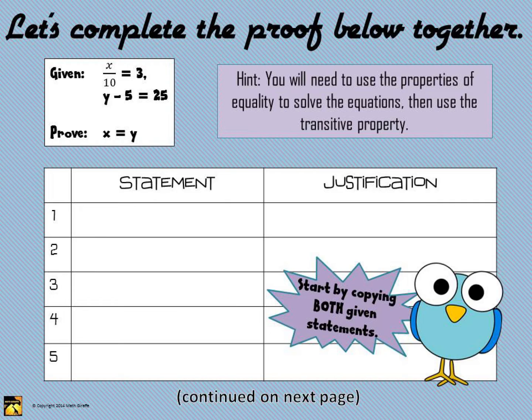Okay, so we write down our given statements. Okay, so we have x over 10 equals 3, and y minus 5 equals 25. So here we're solving two equations.